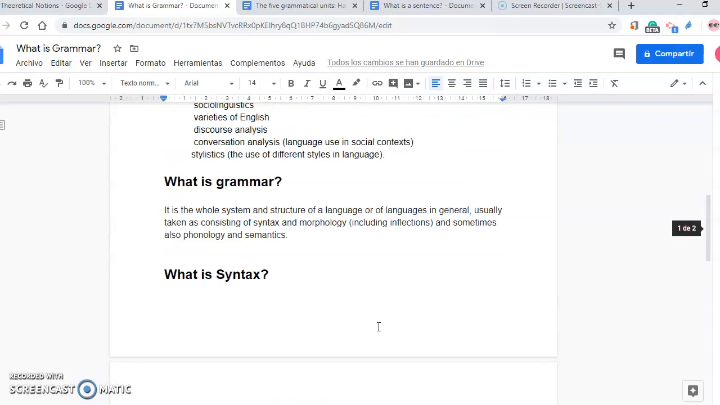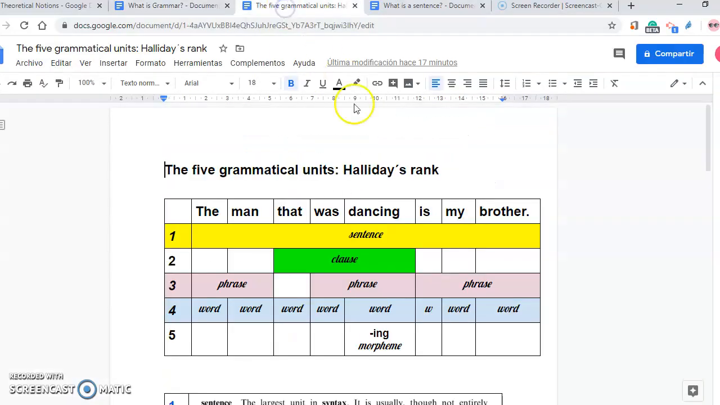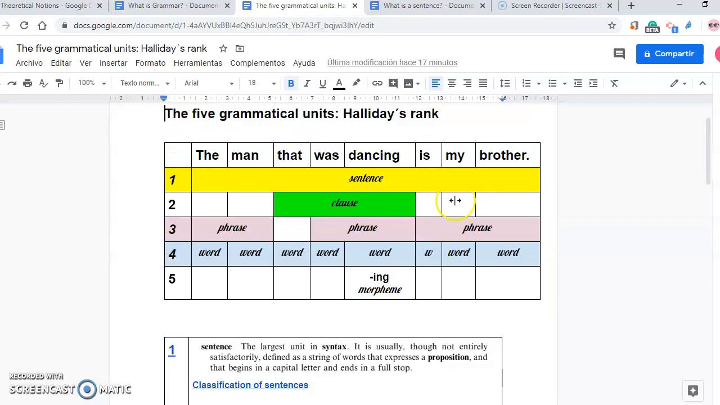So we are going to start with a sentence and its parts, and that is why we are going to go to the 5 grammatical units. Halliday was a linguist, and he designed a rank. He changed it a little bit later, but I prefer to stay with this one. A rank that goes from a sentence to a morpheme. Let's see. Sentence. What is a sentence?